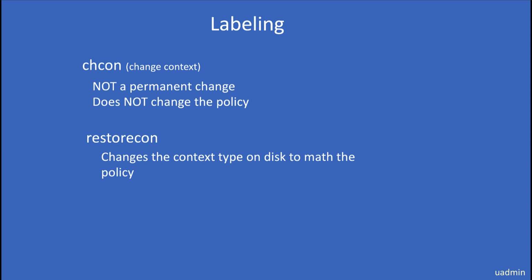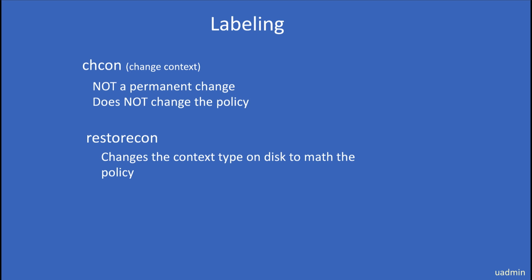The first commands we will look at are chcon and restorecon. Chcon stands for change context of the object. So if the context is of the var type and we want to change that to the HTTPD type, then we can use chcon.